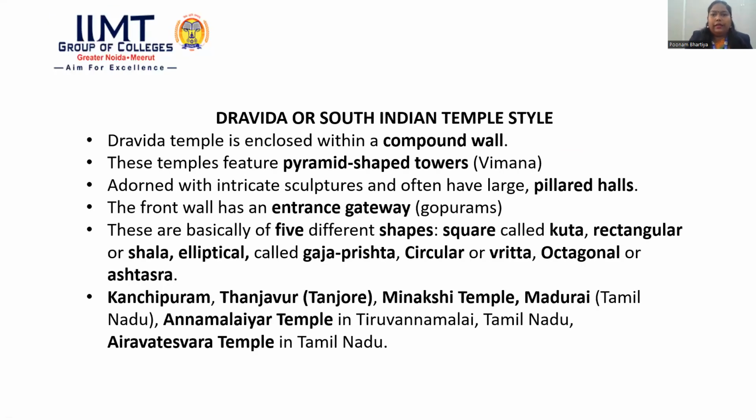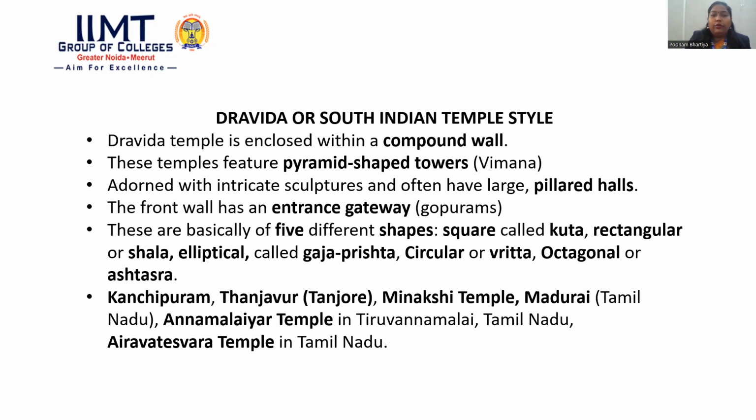The temple is enclosed with a compound wall. There are different features of Dravid temples. Basically, the area of Dravid temples is South India. They are South Indian temples, and so they are enclosed with a compound wall. एक wall होती है. These temples feature a pyramid-shaped tower called Viman. So यहाँ पर शिखर नहीं बोलेंगे, विमान बोलेंगे.